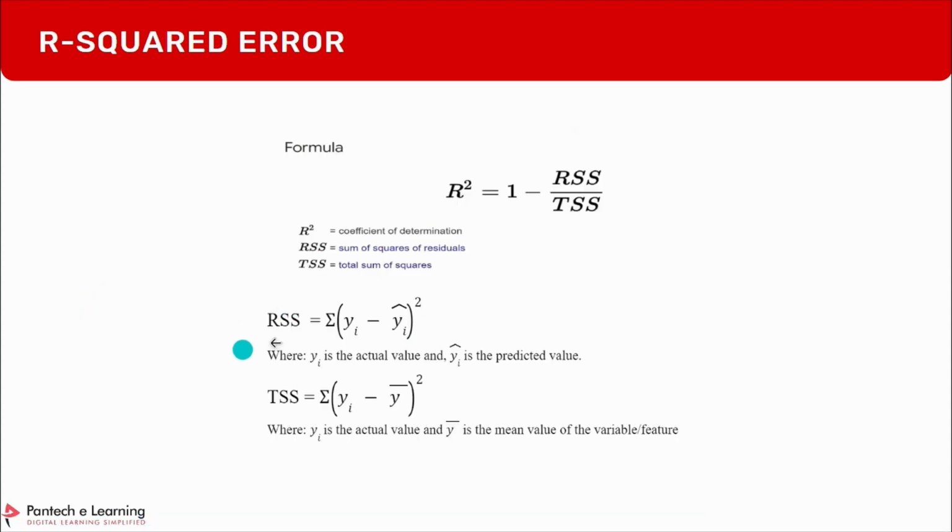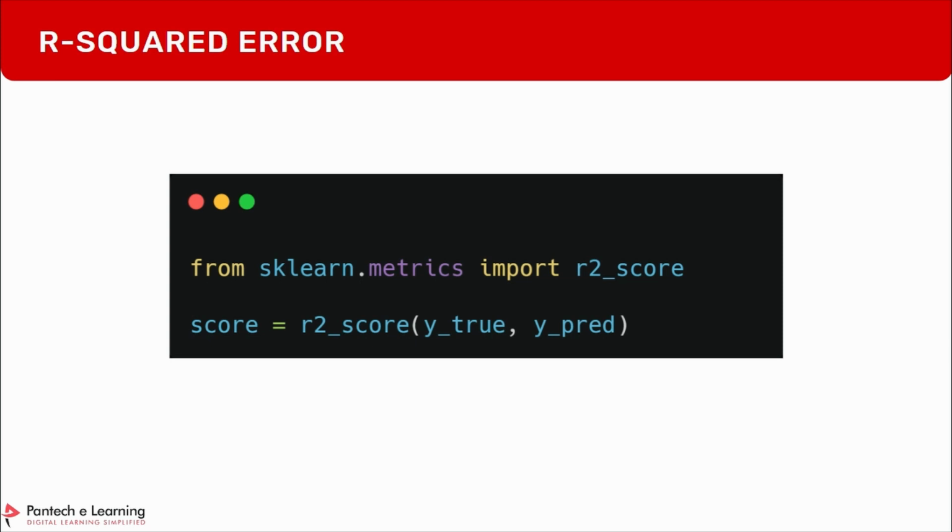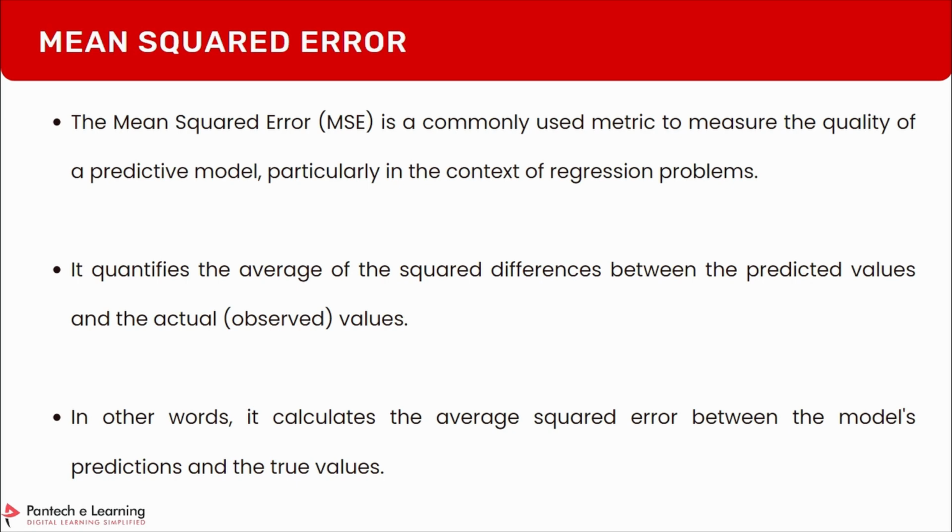The output will be in a range of 0 to 1, and R squared error cannot be used for comparing two models. If you want to compare two regression models, there are different methods available. To get the R squared score, you can import r2_score from sklearn.metrics and pass your original and predicted values here. Talking about comparison, you can use mean squared error or mean absolute error.